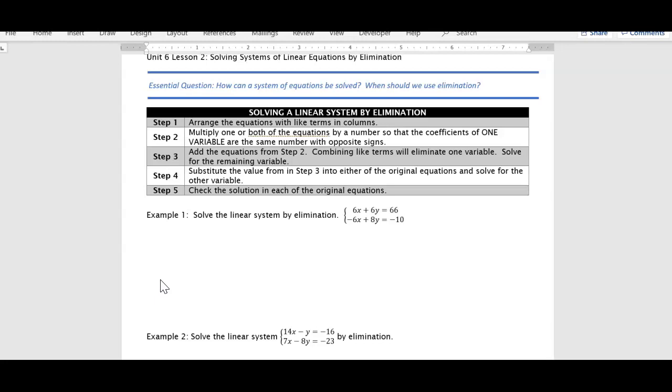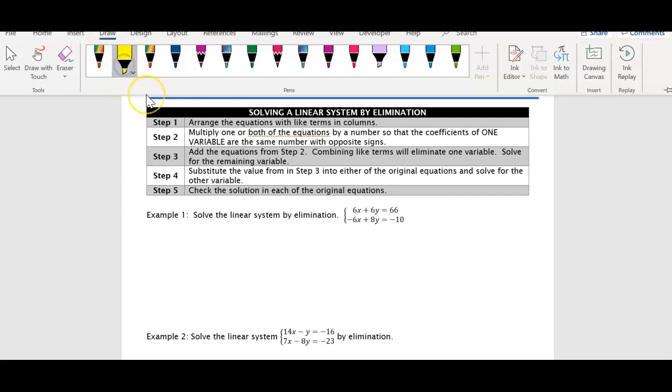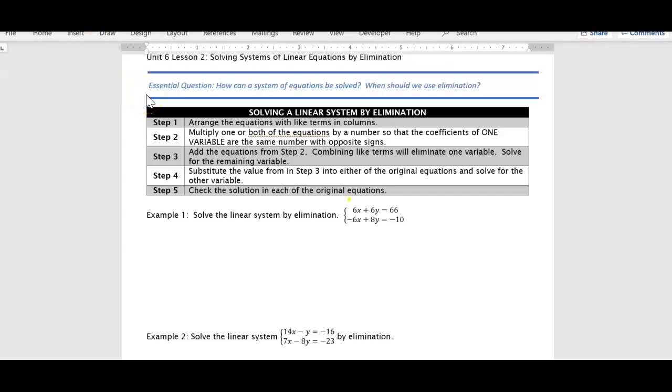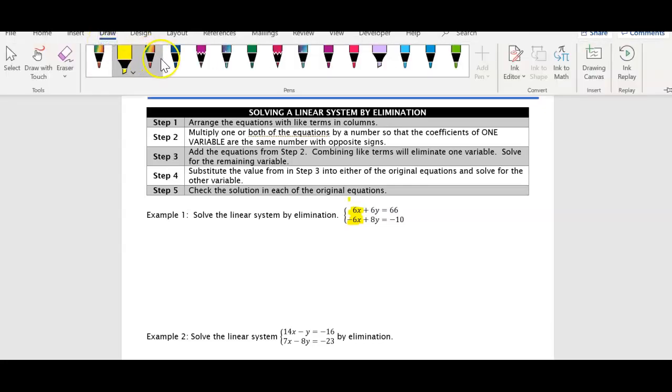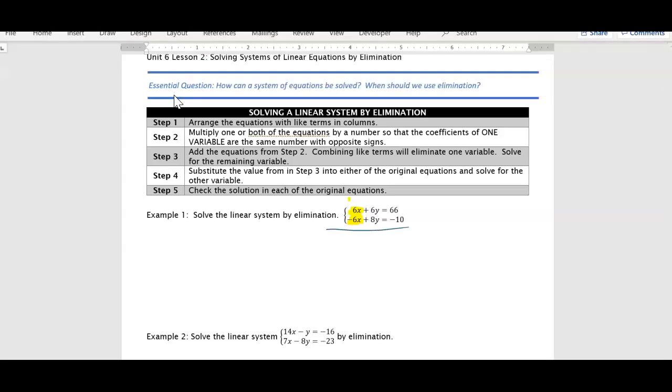So let's begin. So when I look at example 1, the first thing I notice, if I'm looking at my x values going down, I have a positive 6 and a negative 6. So if I were to add these two equations, those 6's will cancel because they're the same number and they're opposite signs. So that's what we want to do. We want to be able to eliminate one of the variables, and we can do that by adding these two equations together.